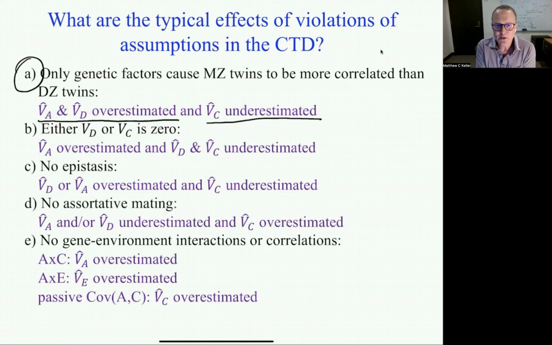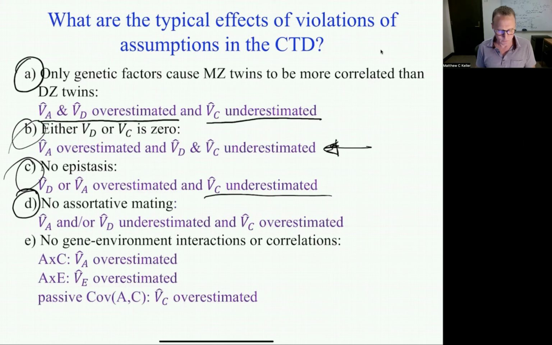And this has been looked at empirically in several cases and been shown to probably not be a very large violation, but just because it's not large doesn't mean it's never violated or not violated to some extent. So it is something that we need as behavioral geneticists to keep in mind whenever we're getting estimates from twin designs. Second, either VD or VC is 0. This is what we've gone over ad nauseum in this talk. 3, no epistasis. If that is violated, then VD hat or VA hat will be overestimated, and the shared environmental variance will be underestimated.